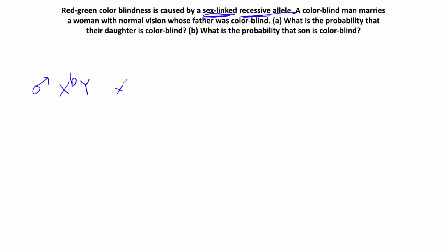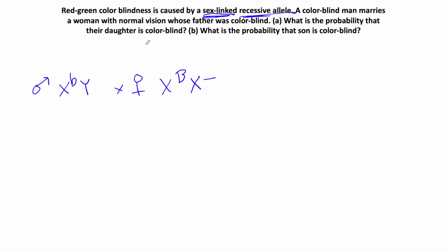And he's going to marry a biological female, so two X chromosomes, with normal color vision. Now, if she has normal color vision, she's not colorblind. That means she's either X big B, X big B, or X big B, X little b. So right now, I don't know if she's homozygous dominant or if she's heterozygous, a carrier. So I'm going to write X big B, X dash, because I'm not sure if this dash is a capital B or a lowercase b.